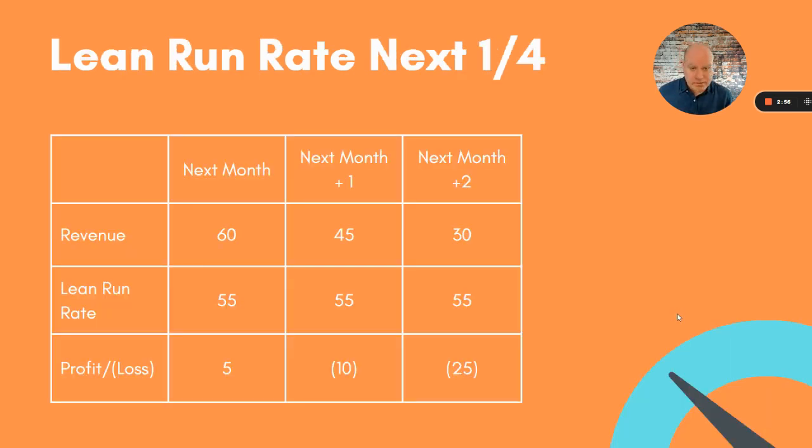So look, now that we've got a lean run rate, we can look forward to the next quarter and see what our profit the next month is going to be, what our loss on a lean run rate is going to be. And as you can see, that builds up, but actually has minimized the losses over the next 3 months and reduced them. That buys us more time. Cash plus lean run rate gives us more time.